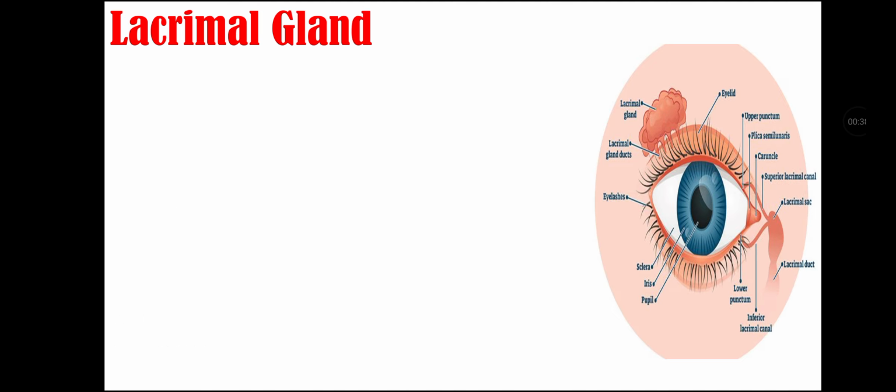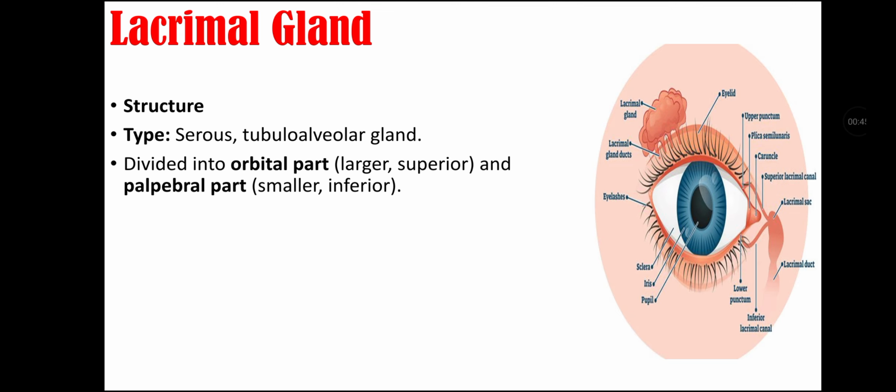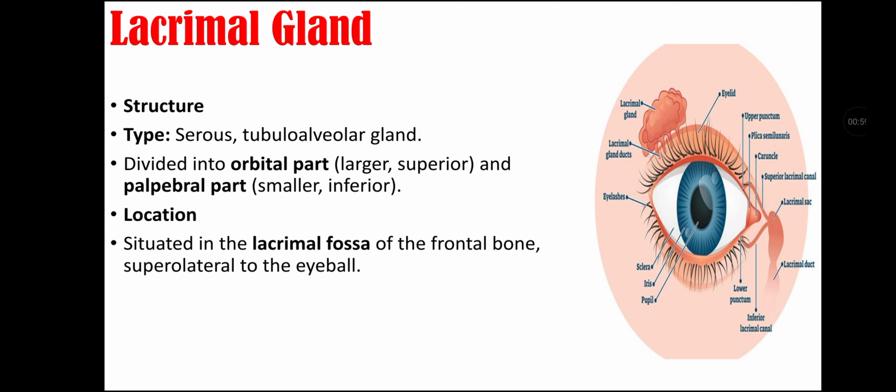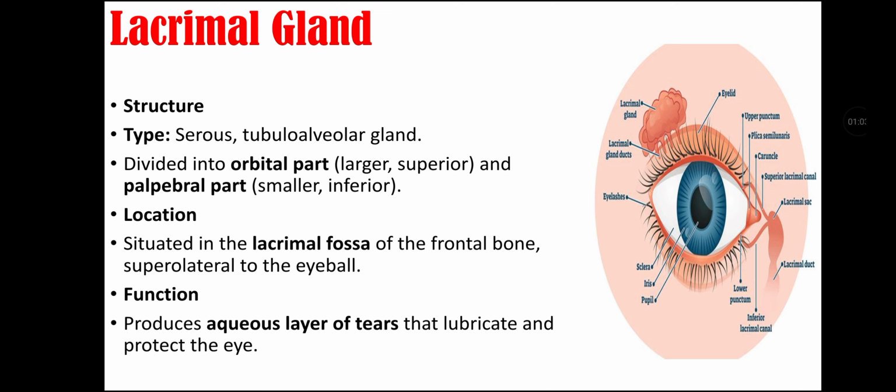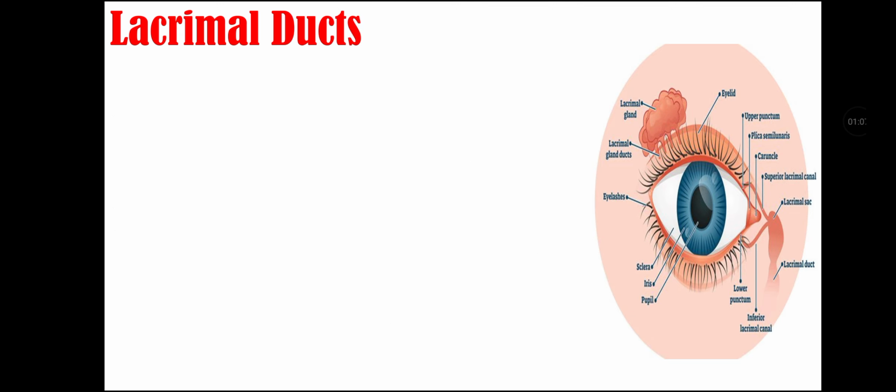Lacrimal gland is the first part of the lacrimal apparatus. It is a serous gland and it is tubulo-alveolar gland in structure. It is divided into orbital part and palpebral part. The orbital part is larger and present superiorly, and the palpebral part is smaller and present inferiorly. It is situated in the lacrimal fossa of the frontal bone, superolateral to the eyeball. It produces the aqueous layer of tears that lubricates and protects the eye.